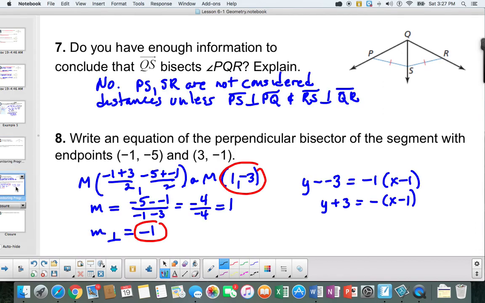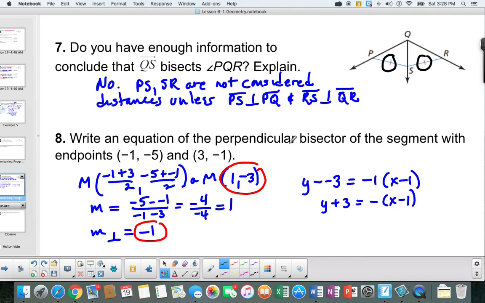And here's the answer. The answer is no. We can't conclude that this is an angle bisector because PS and SR are not considered distances unless we see a perpendicular. So if we don't see a perpendicular, we can't say equidistant. Even though it shows these lengths are the same, they're just lengths. They're not distances.